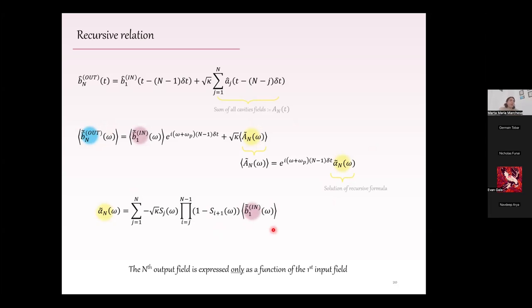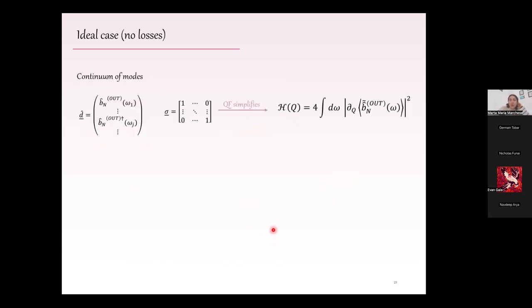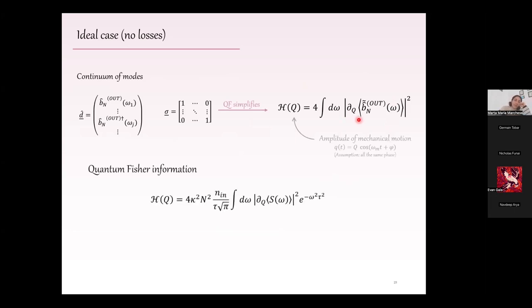And where does the mechanical element come in? It is included in these two coefficients that will include also the displacement Q. And this is what we want to estimate. So in the ideal case, so no losses, we can consider that the quantum Fisher information will simplify to this expression. And by taking the derivative with respect to Q, that is the amplitude of the mechanical motion, we get this formula here. And we see that we actually get an enhancement scaling with the power 2 of the optomechanical cavities.